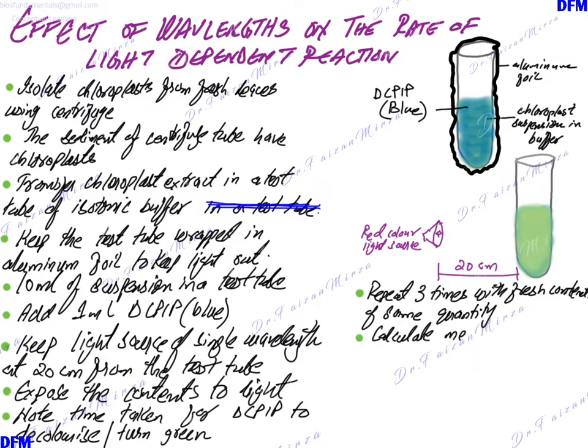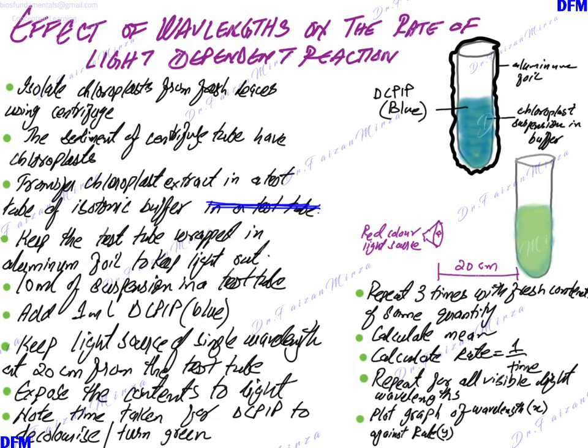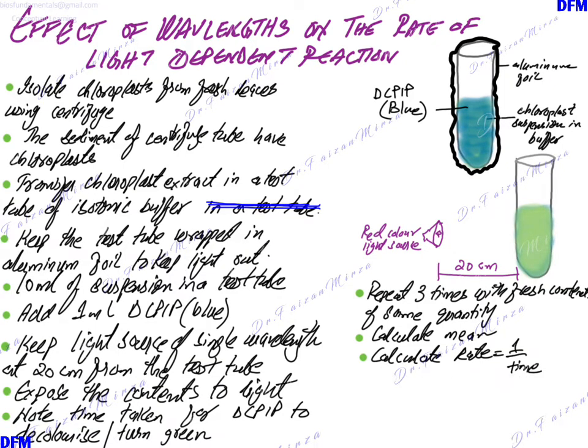I will repeat this experiment 3 times with fresh contents of the same quantity to calculate the mean, and then I can calculate the rate of the light dependent reaction by dividing 1 by time, where the time is how long it took for the color to decolorize. I can use a timer, starting when I initiate the light being shone onto this particular test tube. And this is how this experiment can go on.